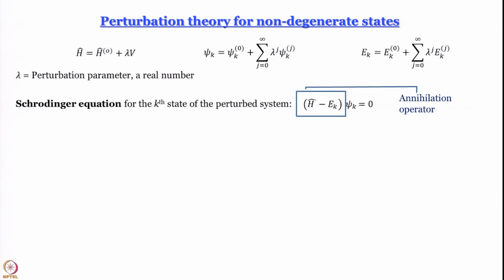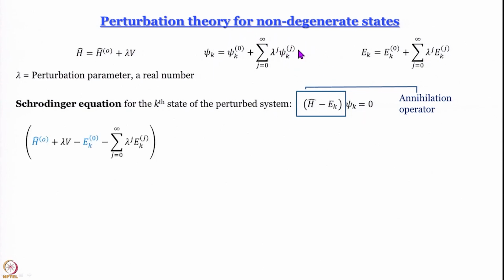Okay. So, what we do now is that we expand this. Instead of h hat, we write the expression h hat 0th plus lambda v. Instead of Ek, we write Ek 0th plus this sum of perturbation terms. Instead of psi k, we write this expression here.